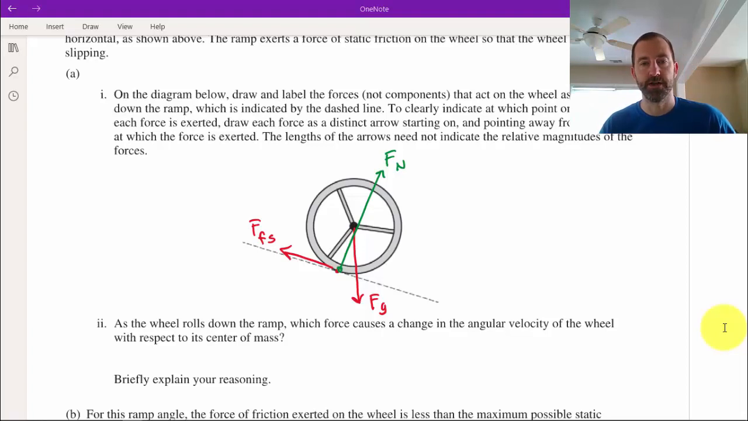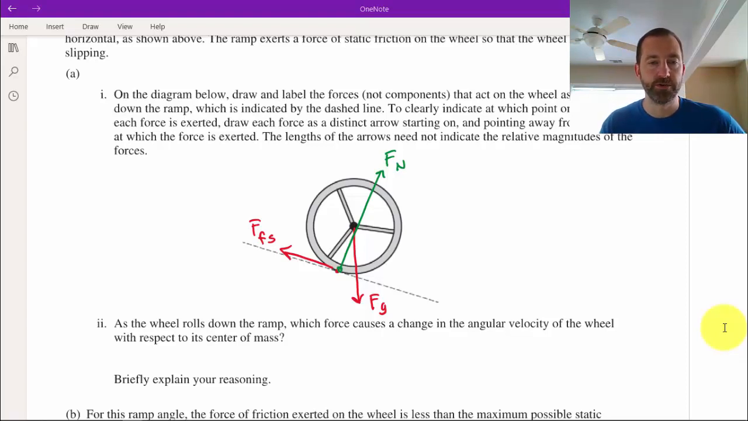Perpendicular to the surface, at the point of contact. I should have had it up a little bit so it's going through the dot at the center, but those are the three forces that you would have that are actually physically exerting on the object. They're not components.